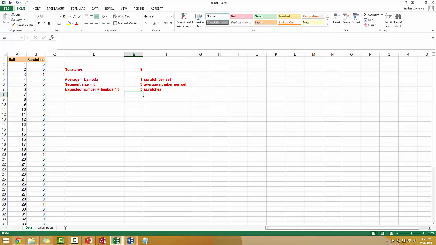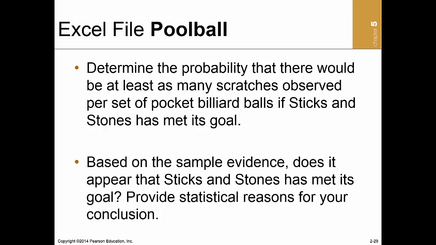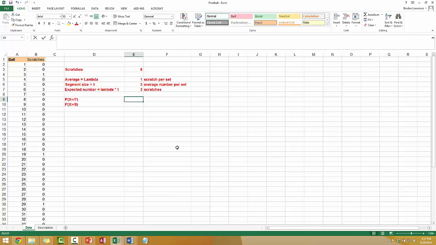Here are 2 additional questions. So we can also determine the probability that there would be at least as many scratches observed per set of pocket billiard balls if sticks and stones has met its goal. Similar to before, to calculate the number of having 8 or more scratches, we'll take the complement. We'll begin by determining the probability x is less than or equal to 7. Here our x value will be 7.